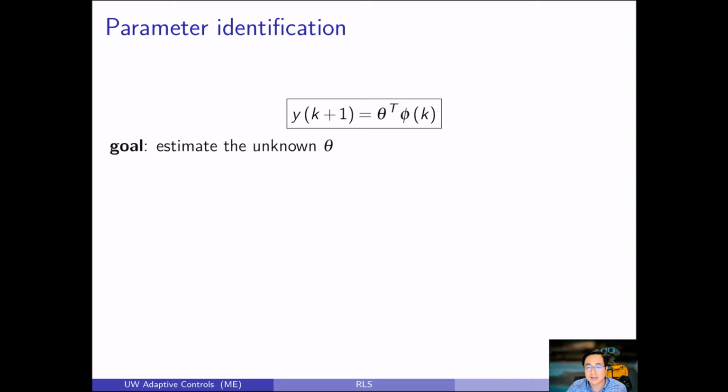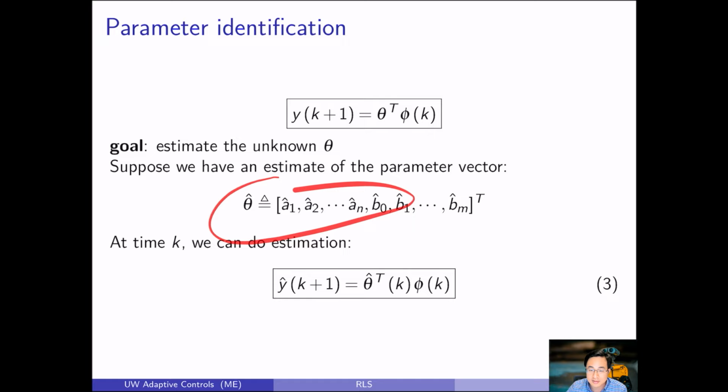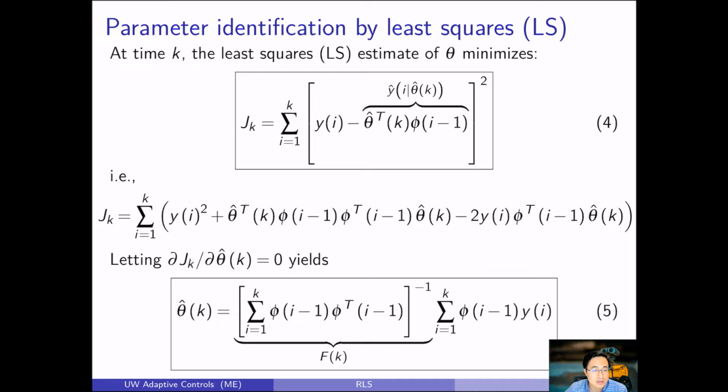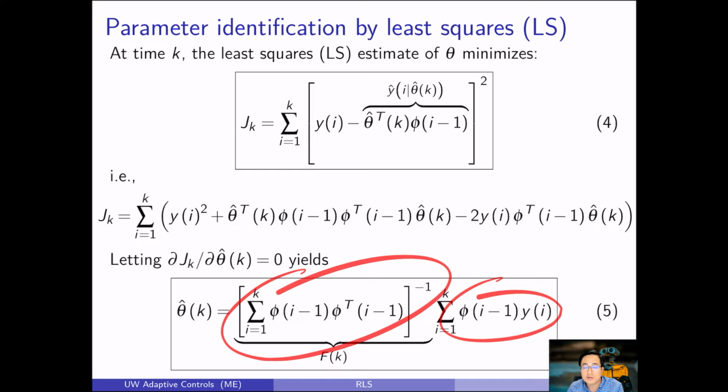Suppose we have an estimate of the parameter vector, theta hat. At time k, we can estimate the output y at time k plus 1. At time k, the principle of least squares estimates the parameter vector by minimizing a quadratic cost function J k, which is the summation of the previously collected actual output y minus the predicted version of the output using the parameter estimate theta hat k. This is a quadratic function and can be minimized by taking the partial derivative of J k with respect to theta hat k. The solution is in the form of a matrix inversion multiplied with the summation of regressor vectors and collected outputs.